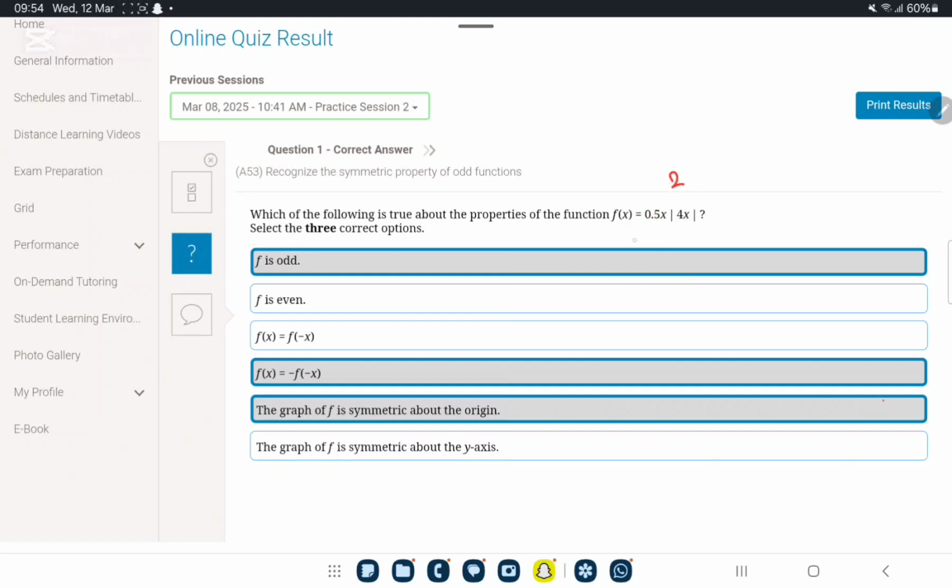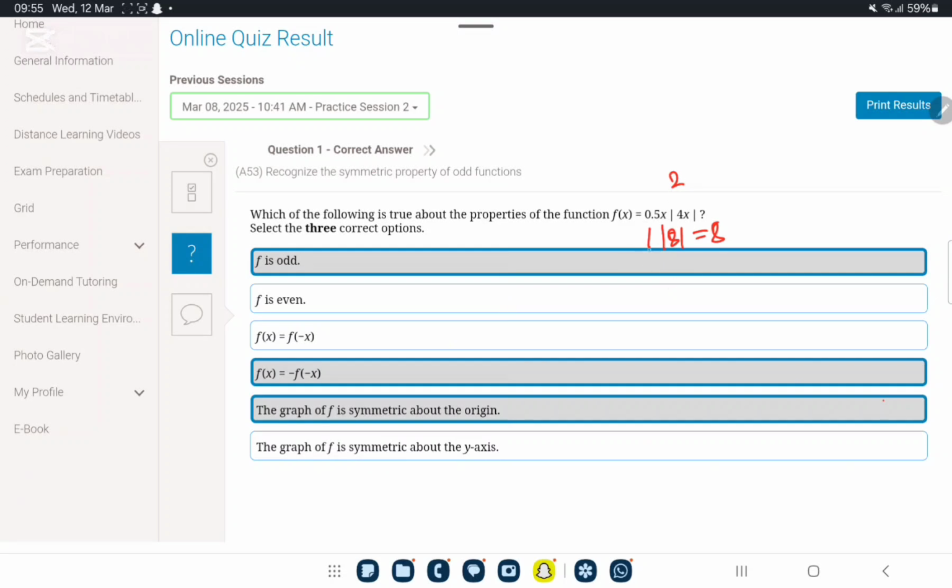For example, we put 2. 0.5 times 2 is 1, and the absolute value of 4 times 2 is 8. So it equals 8. Now we put in the negative, the same number but with the negative sign, then it's an odd function.